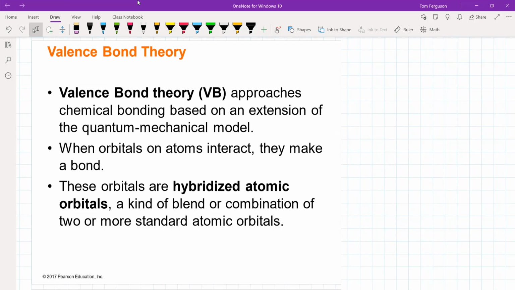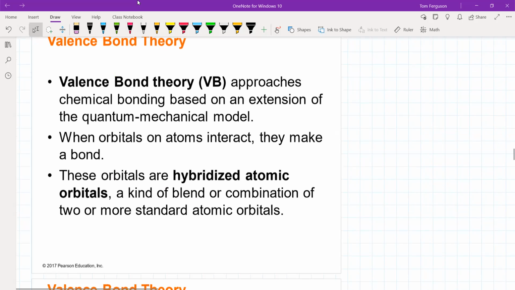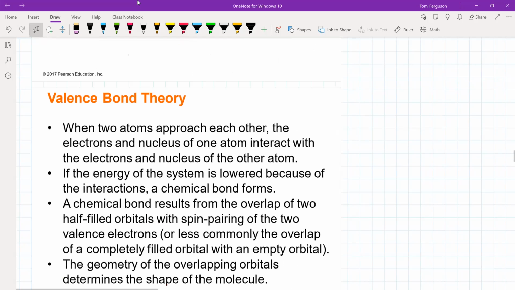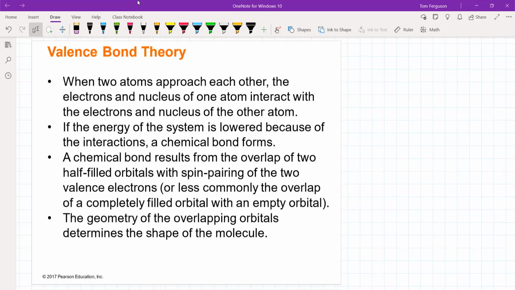The valence bond theory is this. VSEPR, valence shell electron pair repulsion, VSEPR. That's what gives the electronic geometries, molecular geometries. These are nice summaries of these approaches.